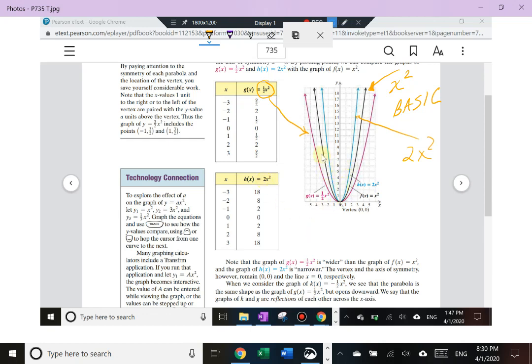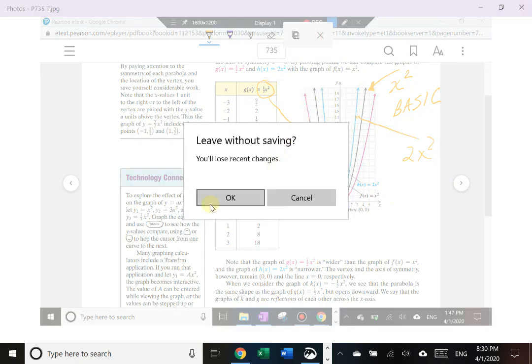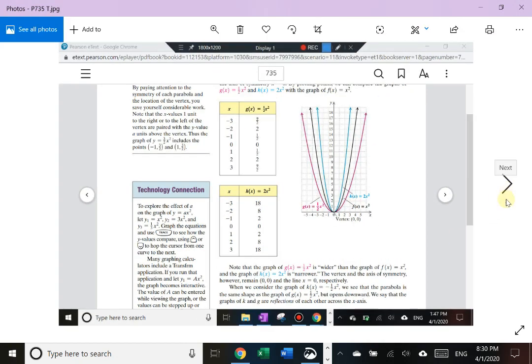Now this widening and narrowing effect, some call the widening effect a compression of the basic parabola, and they also call this narrowing effect of the parabola a vertical stretch of the parabola. And that's what we're going to see in the next section. So let me X out of this one, and we're going to go to the next section.